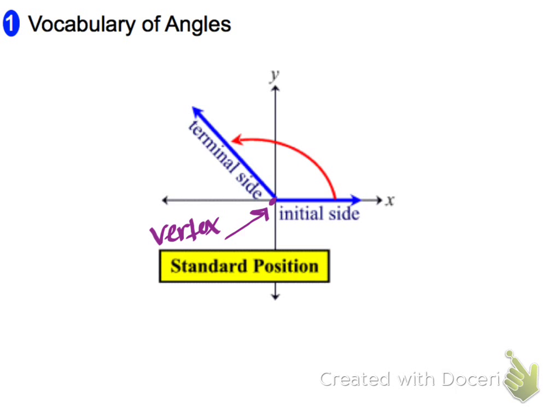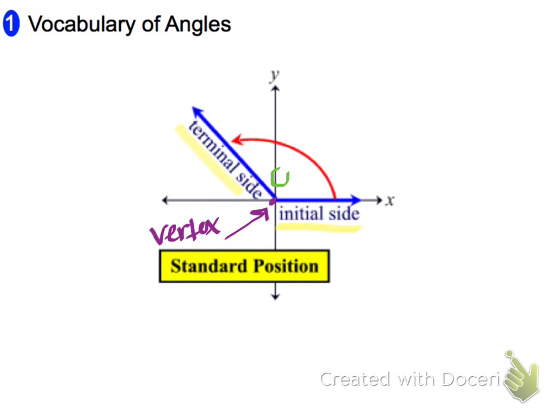Now, one side of the angle we'll call the initial side. The initial side is going to be on the positive x-axis. The other side of the angle is what we'll call the terminal or ending side of the angle, and that's going to be anywhere then in quadrants 1, 2, 3, or 4. You'll notice that we use an arrow to show the direction the angle is going. That's going to become important to us in determining if it's positive or negative. We'll talk about that next.